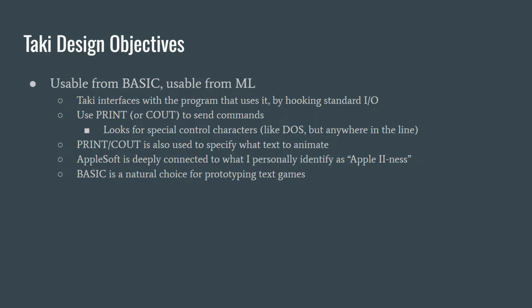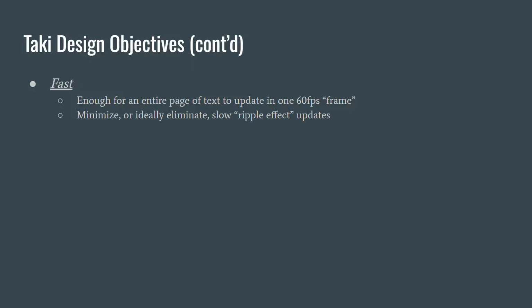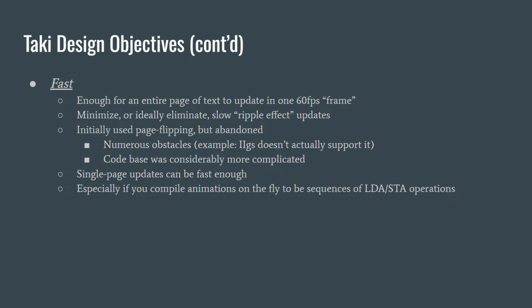Another design goal is that it should be able to run fast enough that an entire page of text can be updated in a single frame. I don't want the user to see ripple effect updating the way you do if you fill a screen of text in BASIC using print commands. An earlier version of Taki was built entirely around page swapping, but for the text pages, there turns out to be a number of complications to using that feature, including the fact that early Apple IIGSs actually don't do it in hardware at all, but emulate it in software. It also made reasoning about what Taki was doing more complicated than it should be. And if you're determined, you can get screaming fast text, writing a whole page in better than 60 frames per second, at least if you're willing to compile the text to be drawn, directly into a series of load and store operations. So I got rid of the page flipping and made Taki's code significantly saner.